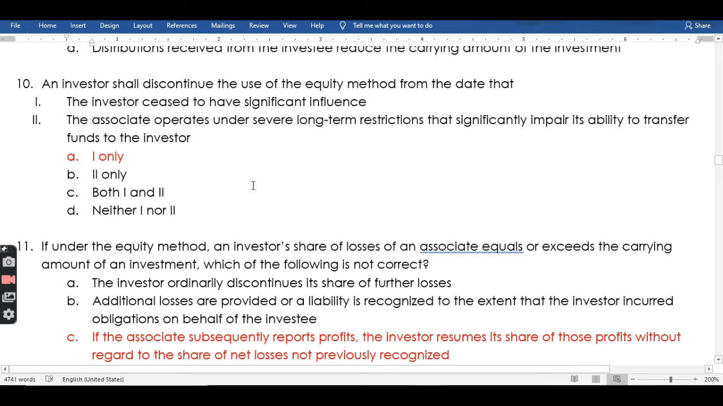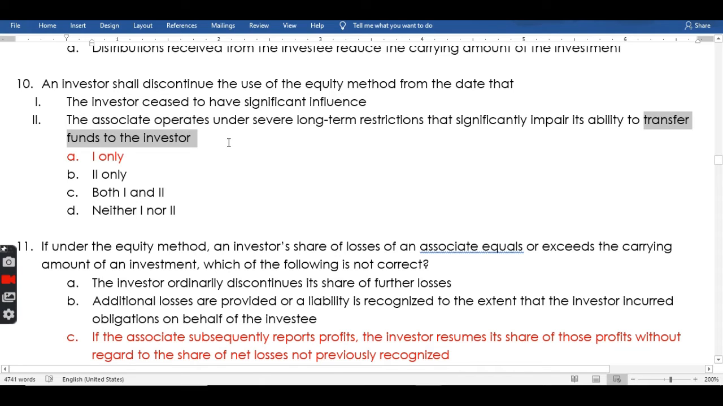Number 10, an investor shall discontinue the use of the equity method from the date that, number 1, the investor ceases to have significant influence. Ibig sabihin, bumaba yung voting power mo. Letter B, the associate operates under a severe long-term restriction that significantly impair its ability to transfer funds to the investor.